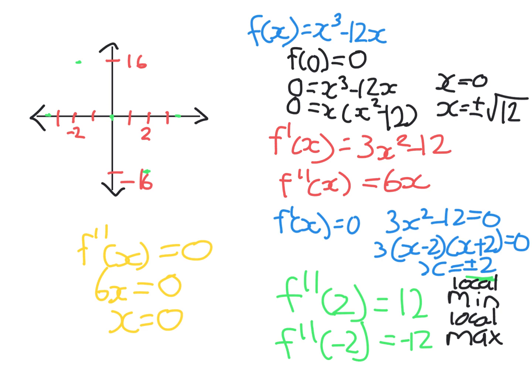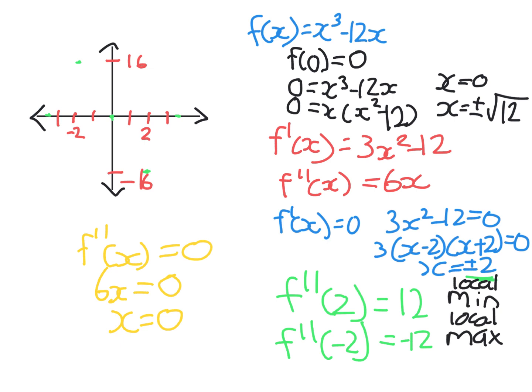X equals 0, which is this point here, is an inflection. Now, notice that the only stationary points were at x equals 2 and minus 2. X equals 0, at that point, it's not stationary, because if you substitute x for 0, the first derivative does not equal 0. This is a non-stationary inflection point.